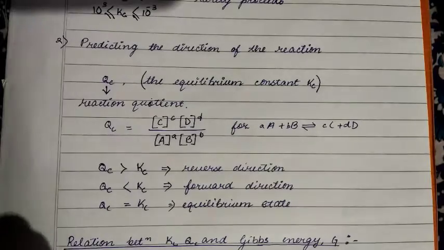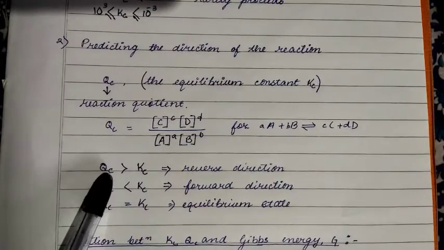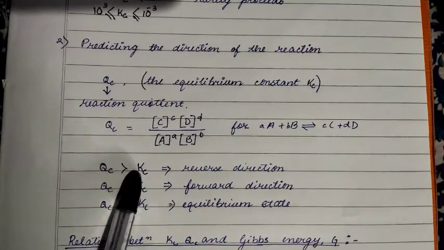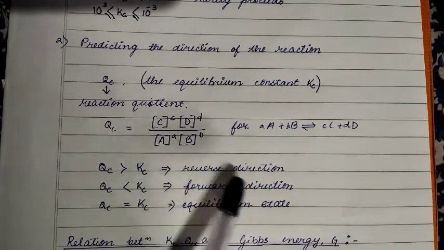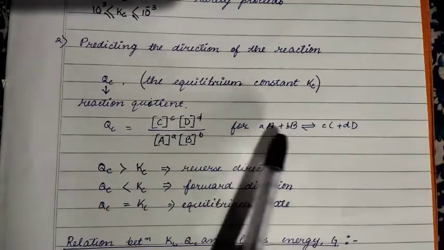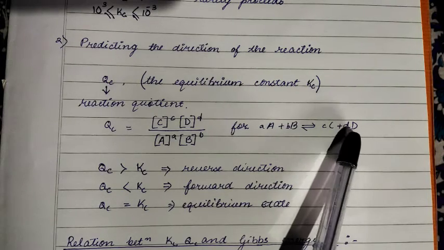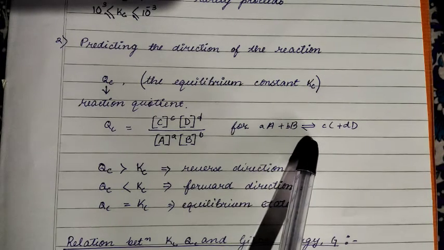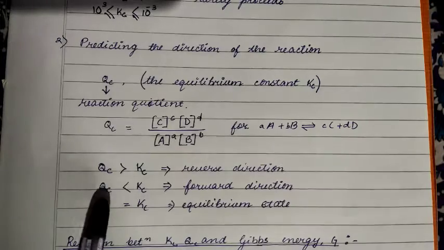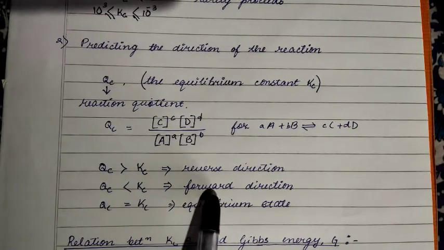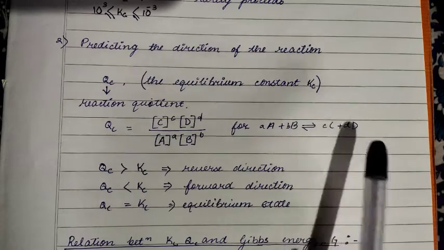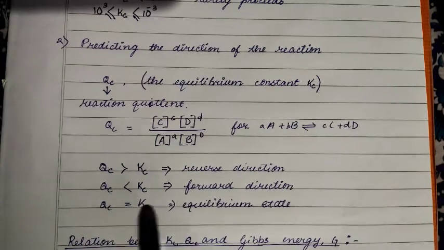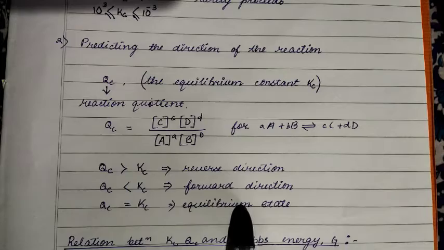So here also you will get three criteria. If QC is greater than Kc, then it is in the reverse direction. Reverse direction means backward direction, meaning C plus D is reacting to give A plus B. Clear? Next, QC is less than Kc. This is for the forward direction, meaning A plus B reacting to give C plus D. When QC becomes equal to Kc, then it is in the equilibrium state. I hope this is clear.